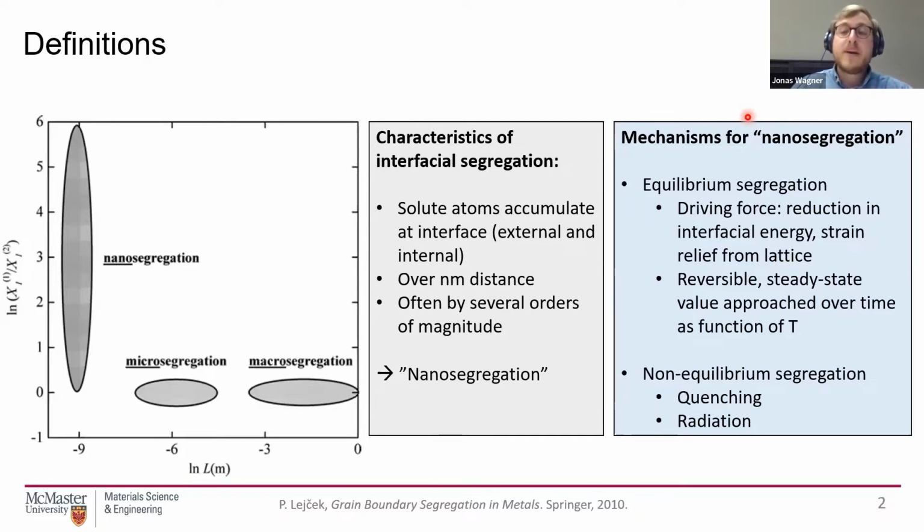There are other mechanisms which can produce a similar structure, maybe not as sharp as the equilibrium segregation, but similar. Different non-equilibrium segregation mechanisms can be caused by quenching or also by radiation damage.